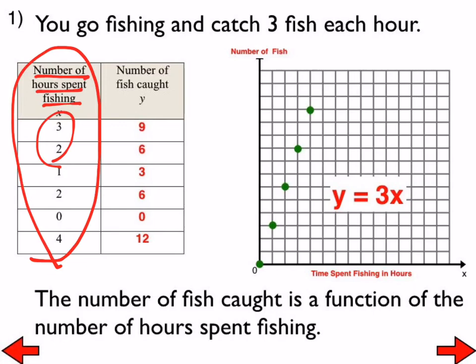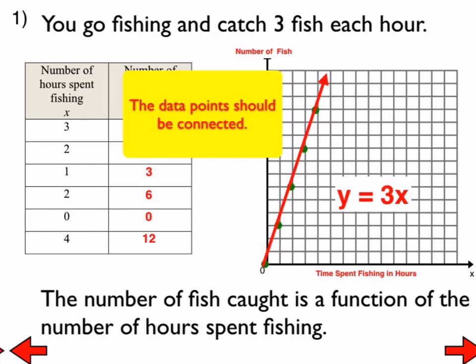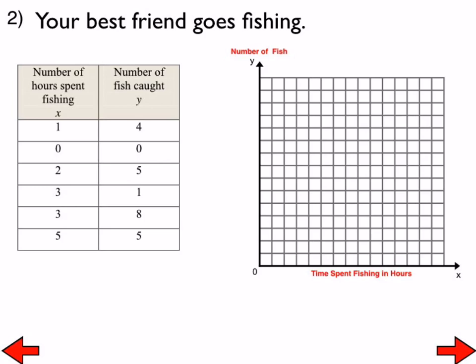So if it does make sense to do that, then it's okay to connect your dots together. If it didn't, then you wouldn't. So in this scenario, this is a continuous relation, so we should go ahead and draw our line through there. Now, in some of the problems in the homework, they're going to be discrete, and you're going to have to think about that. Okay? All right, so let's go to number 2.